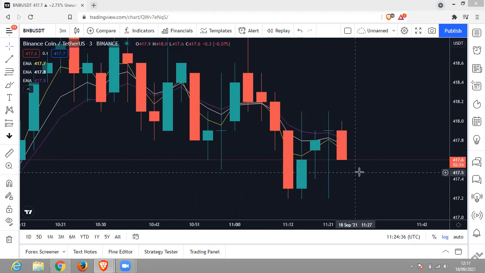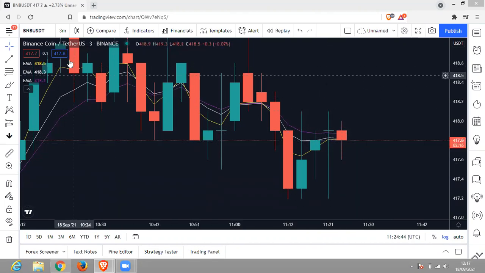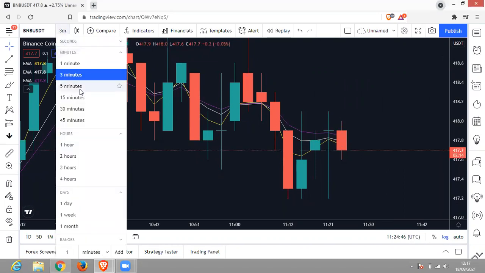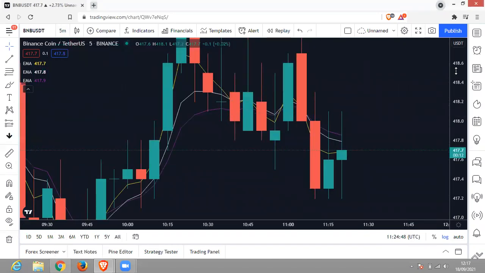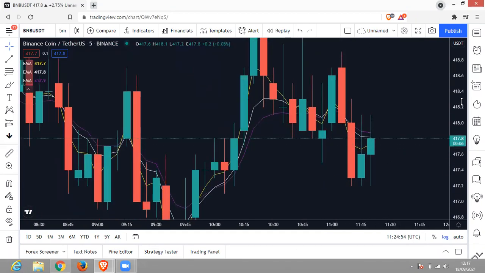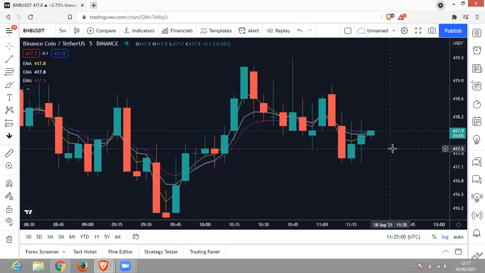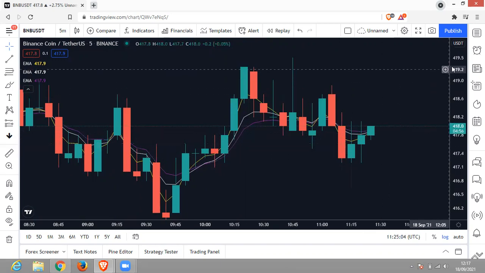You will not jump and enter until we have a perfect cross. This is 3 minutes. Don't be deceived by the candle. This candle can just go up here and can also come down. Let me go back to 5 minutes again to see what is happening on 5 minutes. On 5 minutes, it has not crossed, but it's showing me that it is going to cross. It is showing me with this strategy that it's going to cross, but it has not crossed. So what do I do? I would wait for it to cross before I enter.